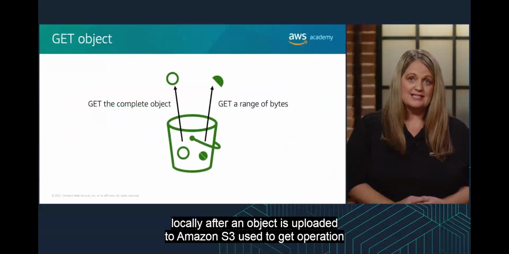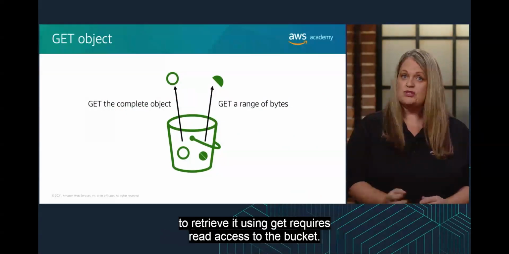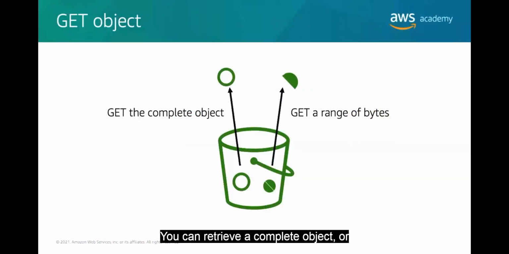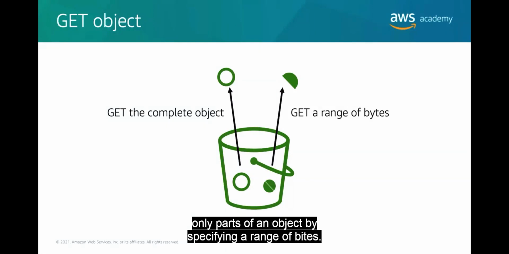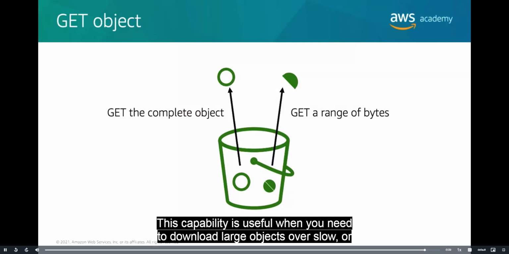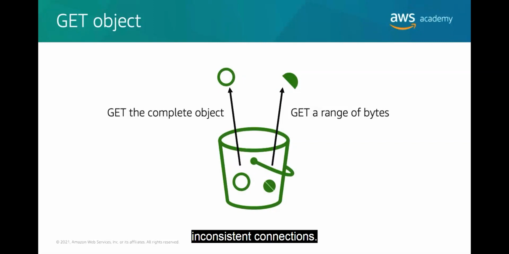After an object is uploaded to Amazon S3, use the get operation to retrieve it. Using get requires read access to the bucket. You can retrieve a complete object or only parts of an object by specifying a range of bytes. This capability is useful when you need to download large objects over slow or inconsistent connections.